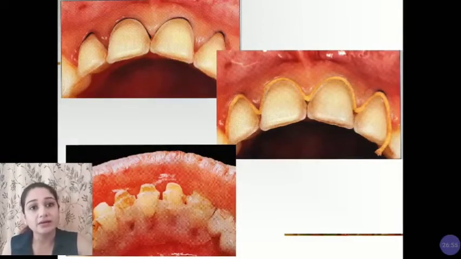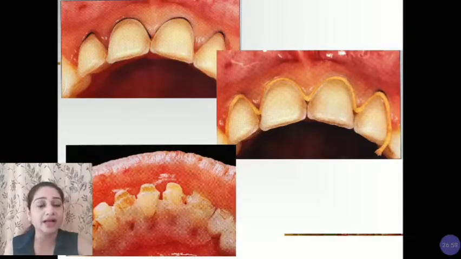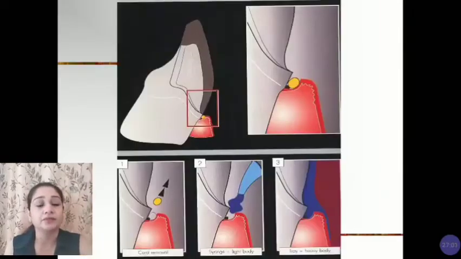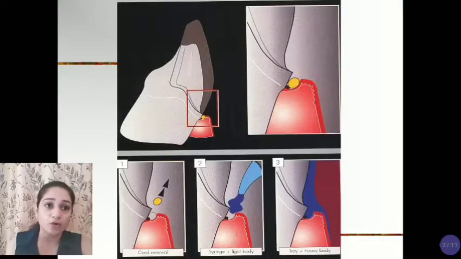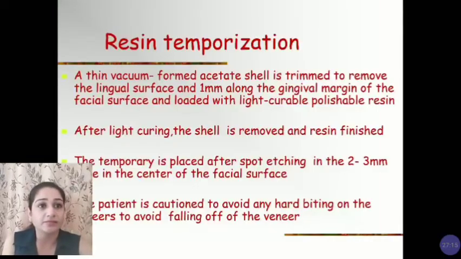And in the third photo we can see the lingual aspect of the prepared mandibular anterior teeth. Here in the photo we can see two cords are placed. The first cord is removed from the gingival crevice. Then light body impression material is poured onto the tooth surface. Impression is made. Coming to temporization.